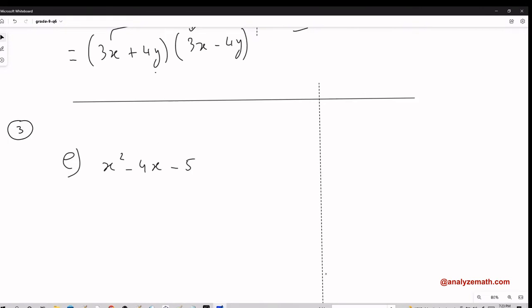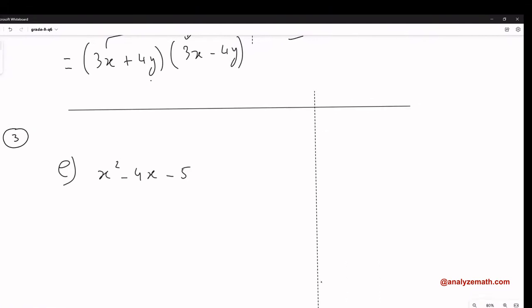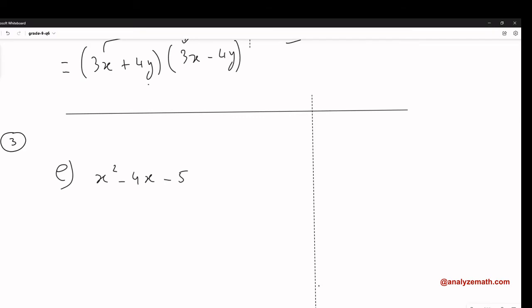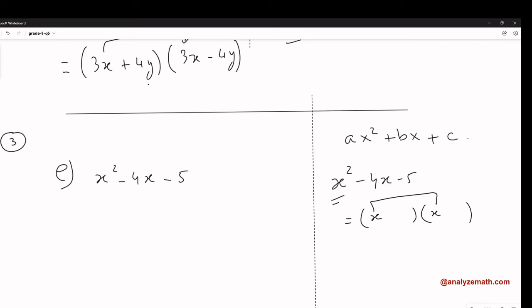Now let's look at objective number 3, which is factoring trinomials. A trinomial is an expression with degree 2, so it's of the form ax² + bx + c. So how do we factor x² − 4x − 5? Because of the x², we need linear terms that when multiplied give us the expression, and we can see that this x multiplied by this x will give me the x². But it's not finished, because we need the −4x, the −5, and so on. So let's say this is (x + k), and this is (x + m).